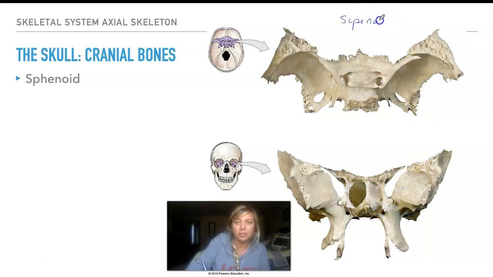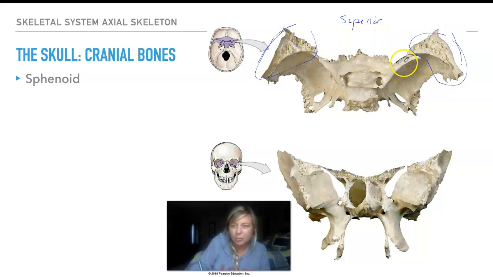So if we cut the skull cap off and looked down to the skull at the sphenoid, it stretches from one side of the skull all the way across to the other side. It has wings. It has the greater wings, which are kind of these big wings sticking out on each side. And then it has some lesser wings. You can kind of see the lesser wing right here and part of the other lesser wing here.